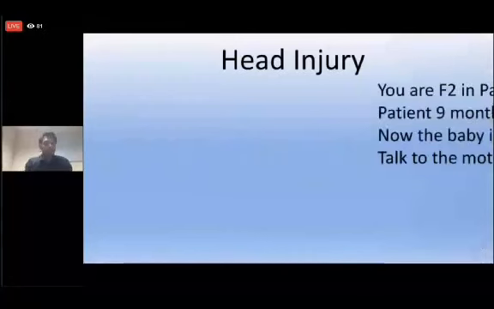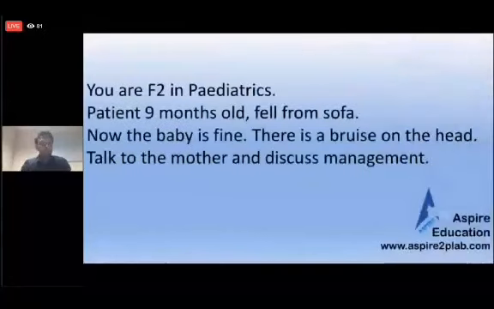So we are an F2 in pediatrics, patient 9 months old, fell from sofa, now the baby is fine, there is a bruise on the head. Talk to the mother and discuss management. So here, as we can see from the cast, the child fell down from the sofa. And now you obviously have to take the history of the fall. So how do you take history of a fall?